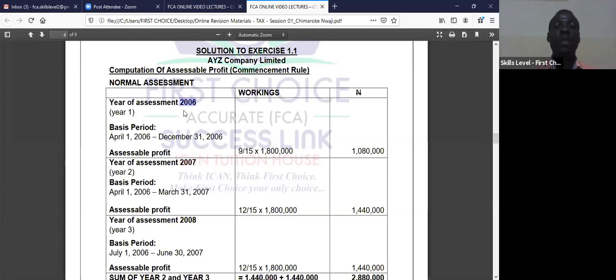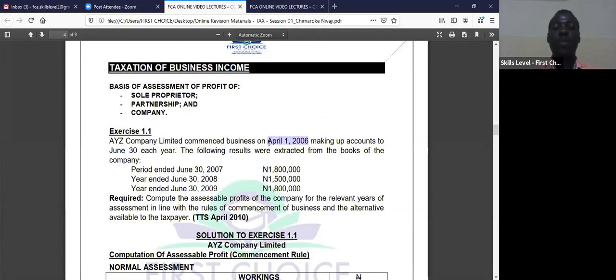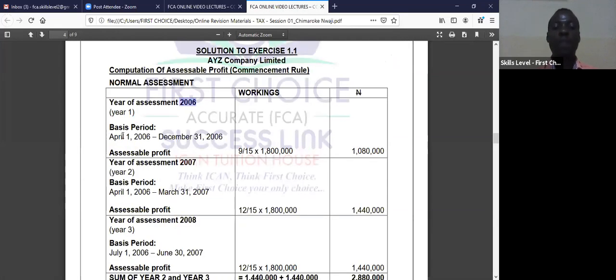Now, what is the basis period? How do we get the basis period? The basis period for year 1 will be from this date that the business started down to December 31st of that same year. So it's going to be an actual year basis. So it's going to be from April 1 to December 31 of that same year. So you see it's going to be of the same year.